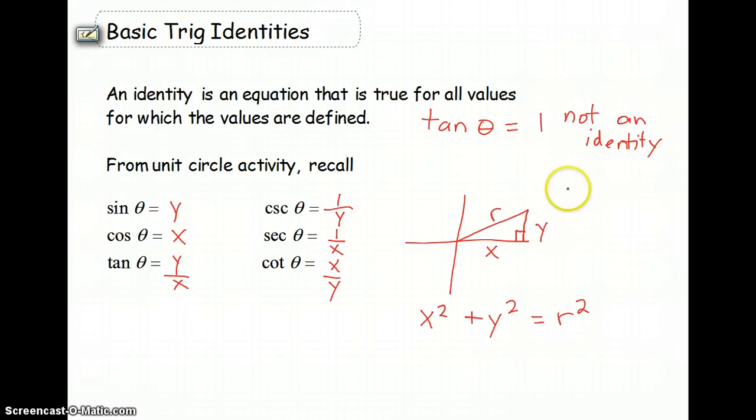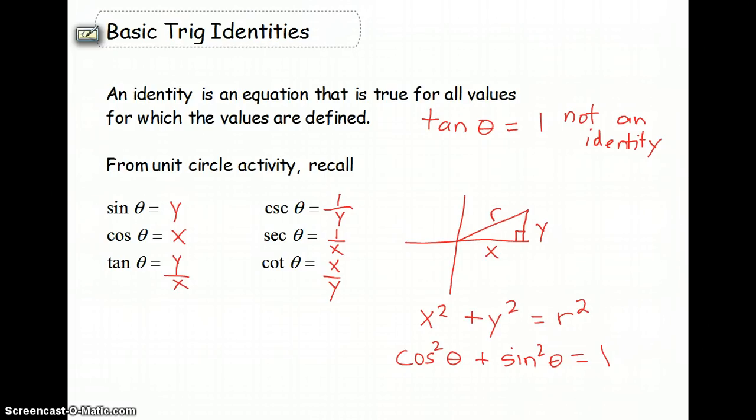But let me now look back up here, and I'm going to replace my cosine here as x. So instead of putting an x here, I'm going to change it to cosine squared of theta. Plus, instead of y, I'm going to replace that with sine. So I'm going to put sine squared of theta. And then r is 1, and 1 squared is just 1. This is an example of an identity. Okay, it's going to always be true for any values of theta.